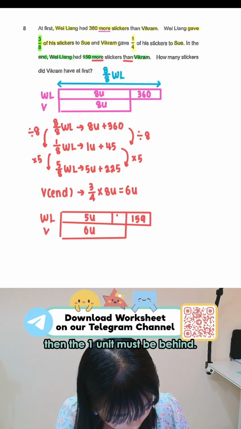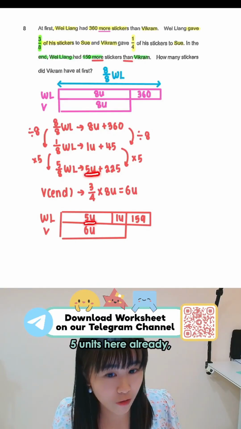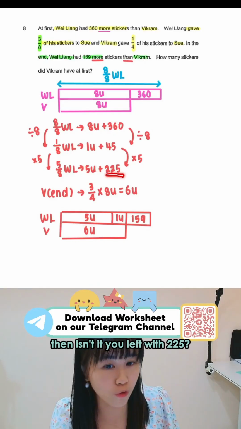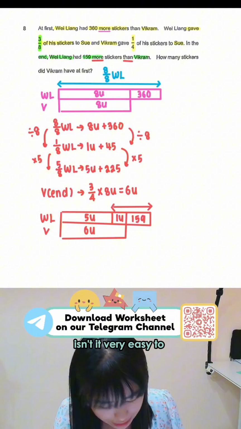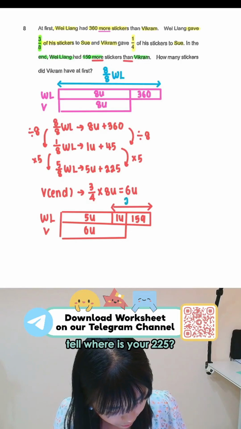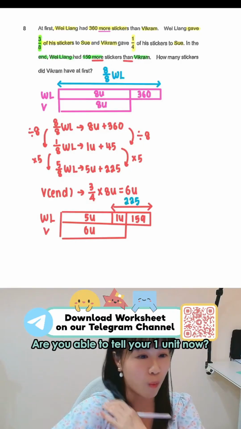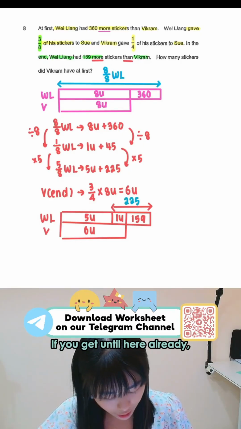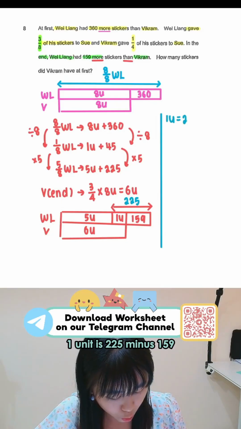Then the 1 unit must be behind. Okay, then if you fill up your 5 unit here already, then isn't it you're left with 225? So can you all see where's your 225, everybody? Isn't it very, very easy to tell where's your 225? Can you see or not? Okay, so are you able to tell your 1 unit now? If you get until here already, you would be able to know. 1 unit is 225 minus 159. Your 1 unit is 66.